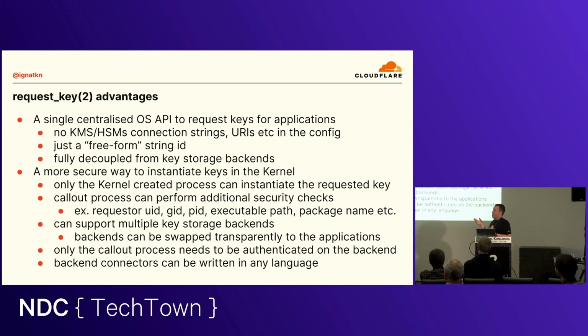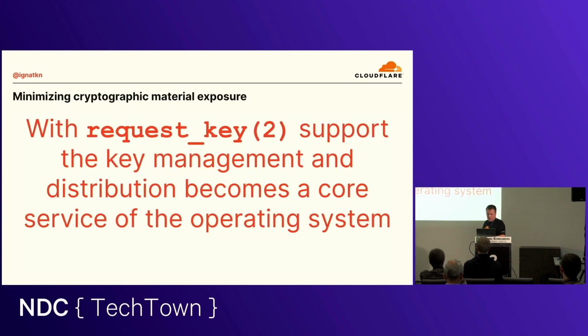And again, even though the request key helper program, which is provided by the operating system distribution, is written in C, you can actually write these backend connectors in any language, Go, Python, whatever you desire, and even Bash script. So eventually, with request key, key management and distribution becomes a core service of the operating system, where it should be, and you kind of free the applications of doing their own, sometimes very buggy, key management.